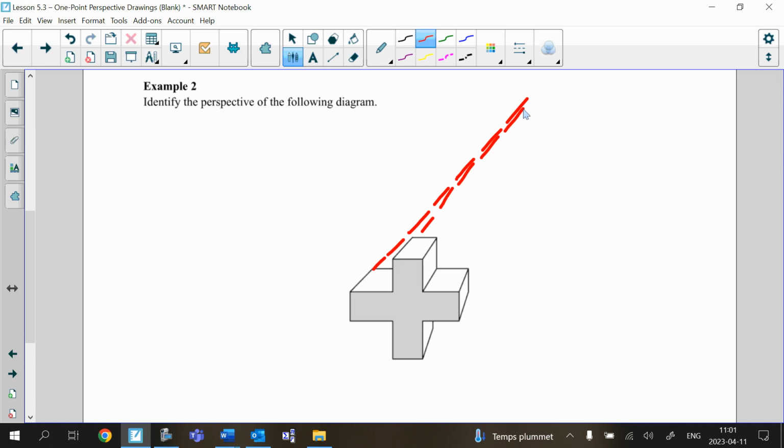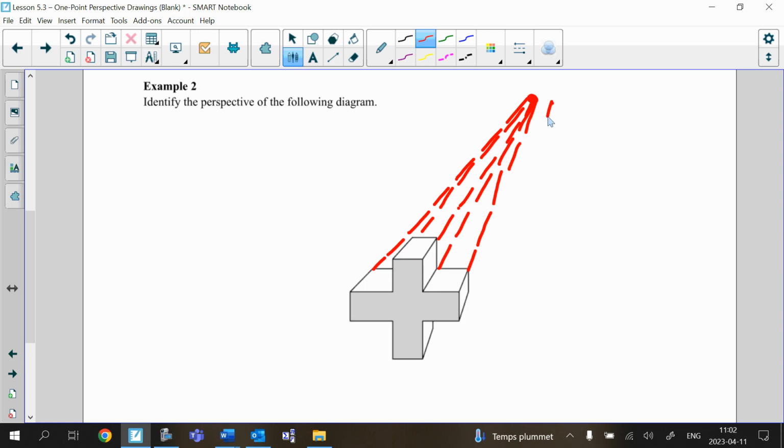By the time you do a few of them, it should be pretty clear to you where the vanishing point is going to be, and it's going to be up here. So it's going to be up and to the right. So that's the vanishing point, that's all. So that's just working backwards from what we just did.